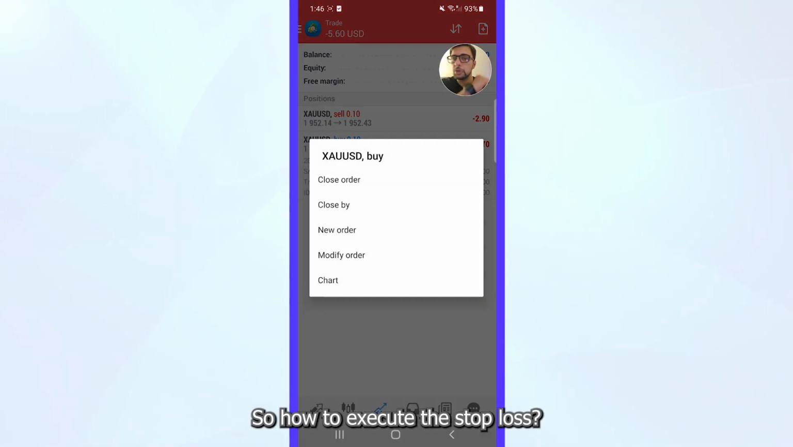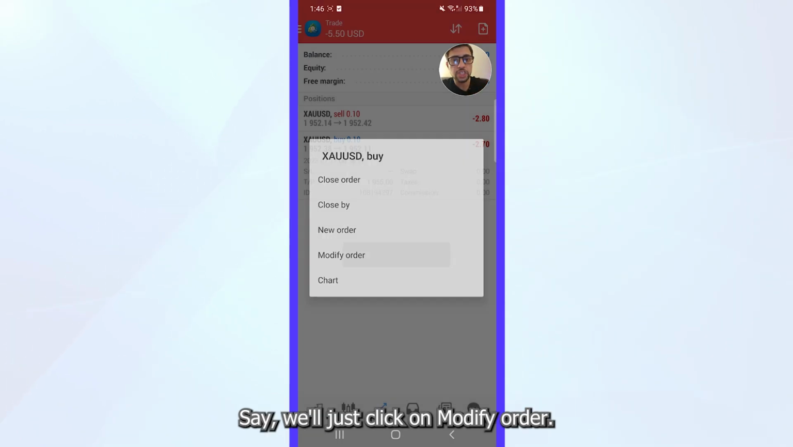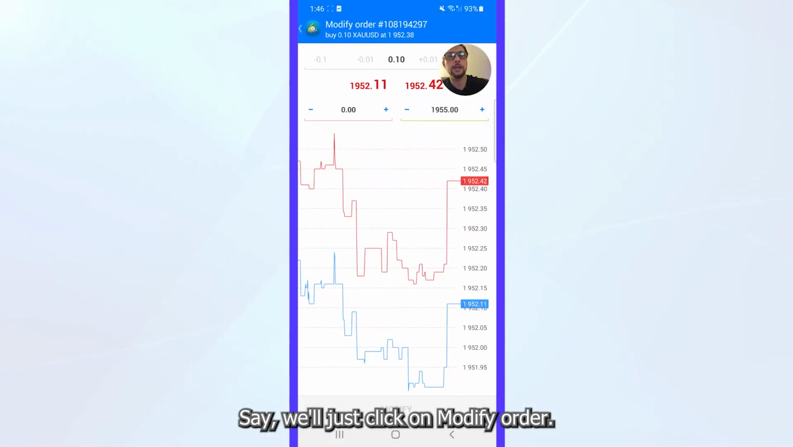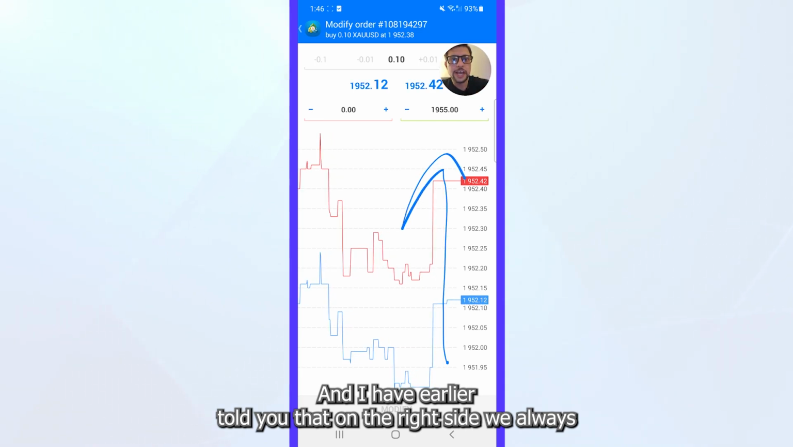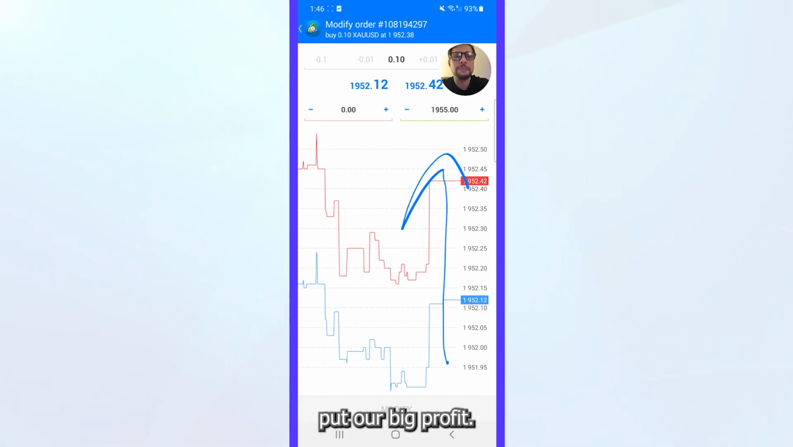So how to execute the stop loss? Same, we'll just click on modify order, and I have earlier told you that on the right side we always put our take profit.